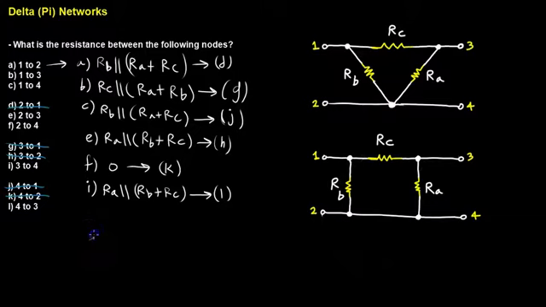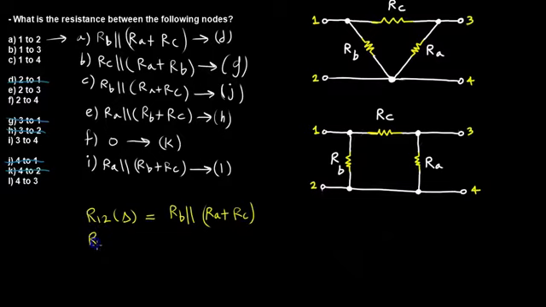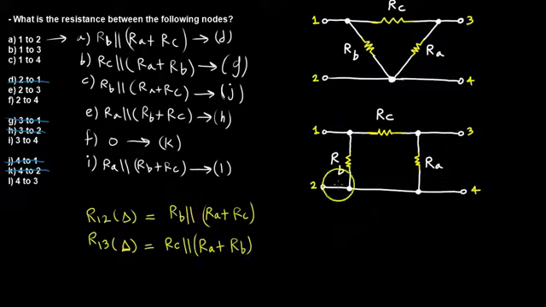So let's write R12 of a delta is going to equal RB in parallel with RA plus RC. Saying 1 to 2, RB parallel RA plus RC, right. So that's what we're going to save. Then we're going to save the result R13 of a delta network, which is, let's see, R1 to 3 is RC in parallel with RA plus RB. Does that make sense visually? That's 1 to 3. That is going to be the parallel of RC and RA plus RB.